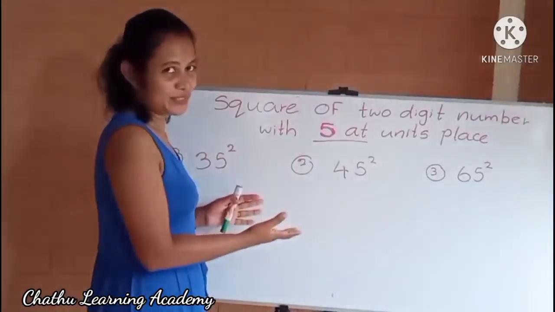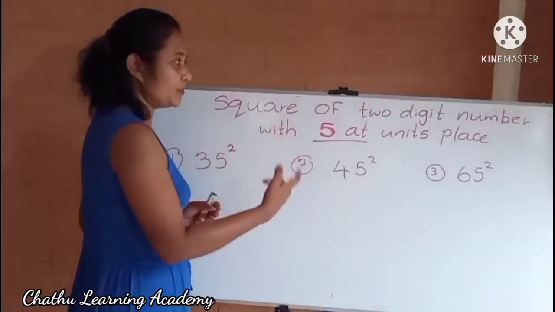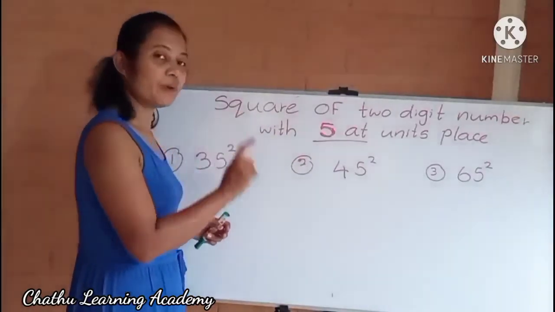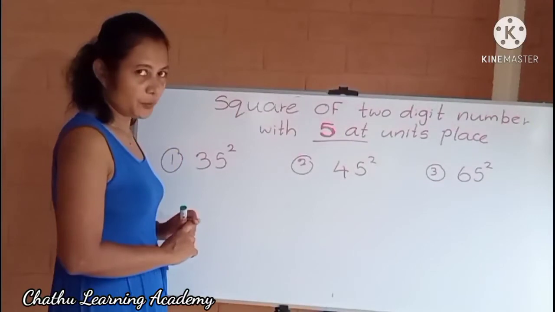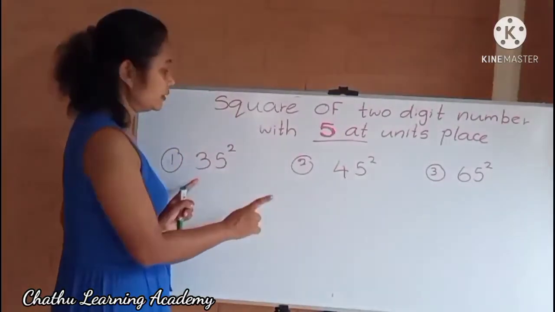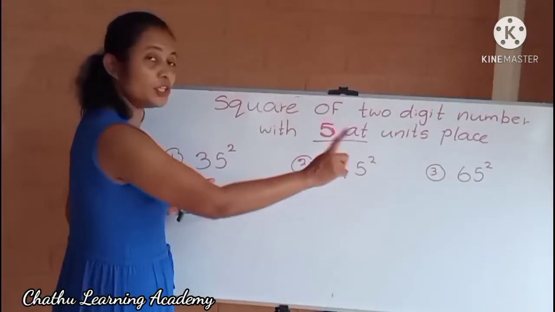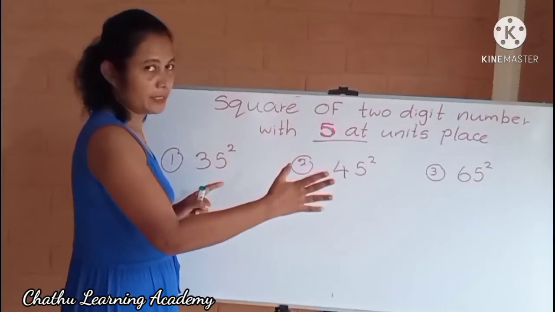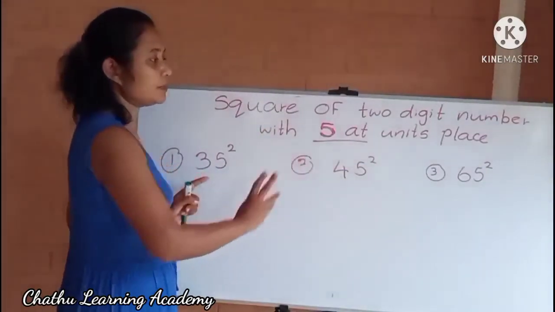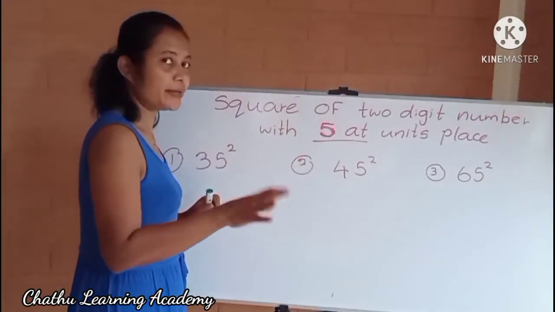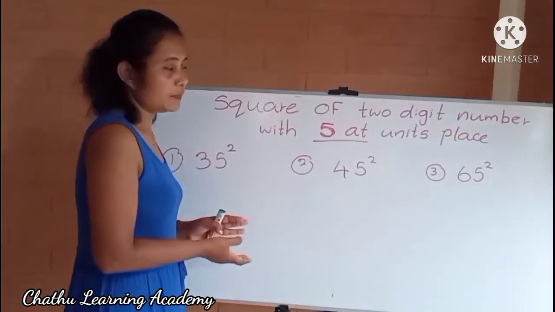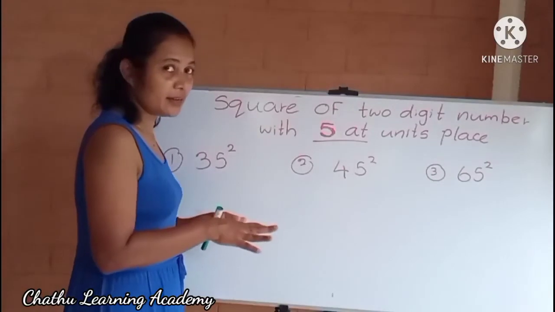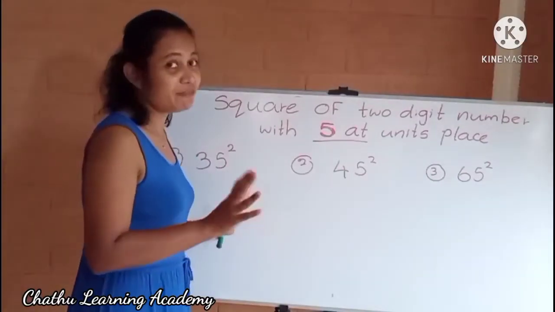Here this is the bonus tip. Square of a two-digit number with 5 at the unit place. If you observe these three numbers properly, here I have written 5 in the units place. It means ones place. All these numbers have 5 as the units place. If there is this type of number, you can get the answer within less than 1 second.